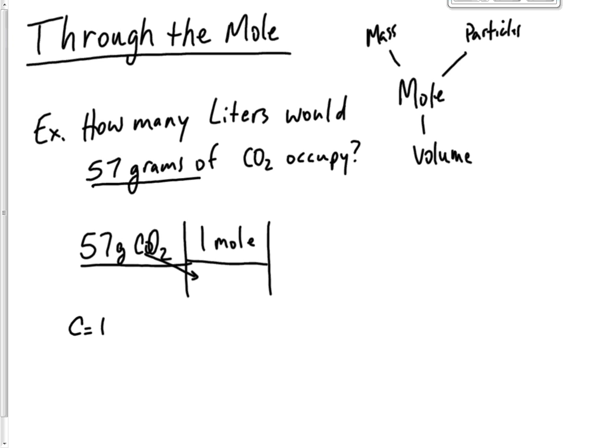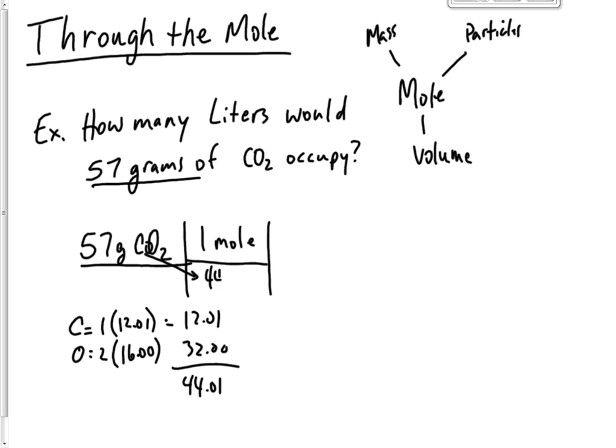So C, we have one carbon, and each one is 12.01 grams. And oxygen, we have two of those, each one is 16.00 grams. So 12.01 plus 32.00 gives us 44.01 grams, and that's what goes here. Now we cross out grams of CO2, and we have moles of CO2. So we've started at mass, and now we've gone to the mole. Now we've got moles, and we're going to go down to volume, because that's what's being asked: liters.